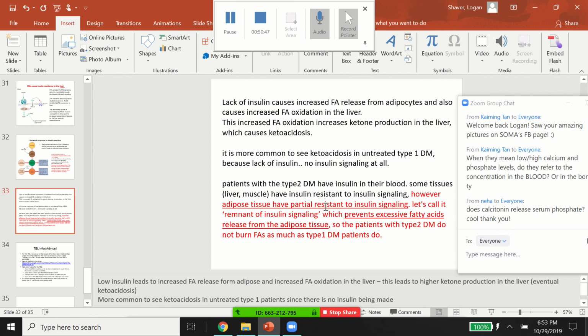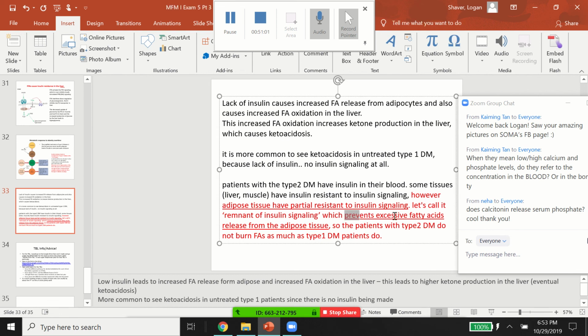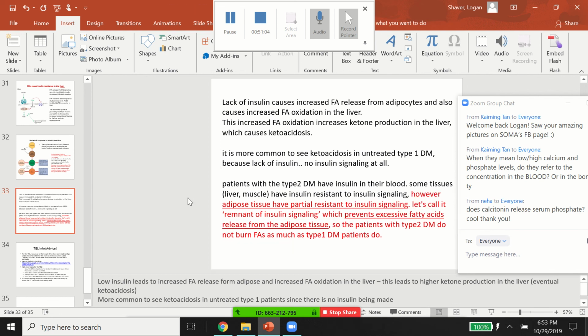It prevents excess fatty acids released from adipose. So patients with type 2 diabetes do not burn fatty acids as much as type 1 patients do. This is an interesting fact: it prevents excessive fatty acid release from adipose tissue. So basically, you're just making more and more fat. You're not even breaking down fat as much as a typical person does, or even type 1 diabetes people do. And the reason type 1 doesn't do that is because it doesn't have that insulin resistance whatsoever. You just don't make insulin at all. That's the difference between type 1 and type 2.